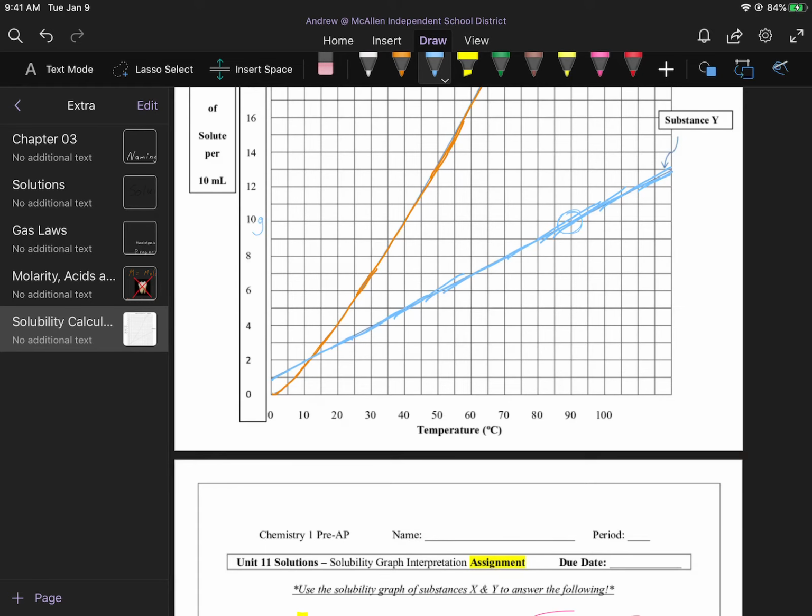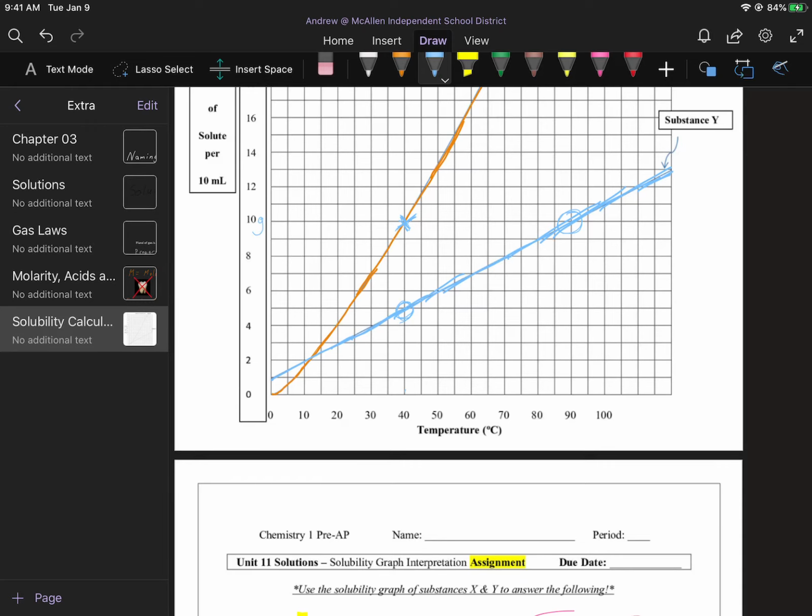Now, that's at 90 degrees. If we cool it down to 40 degrees, now that 10 grams is still in the solution. We haven't taken it out, but now only 5 grams can dissolve.